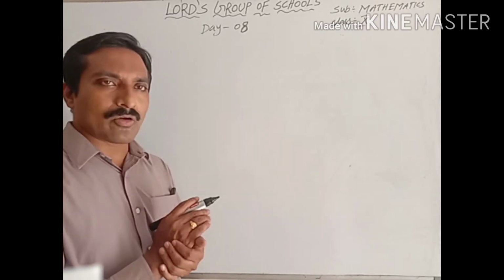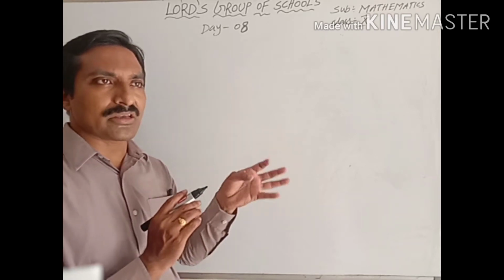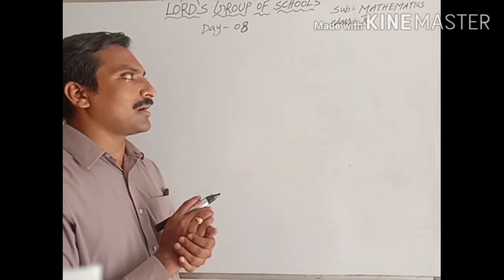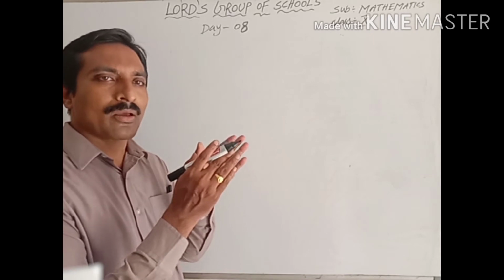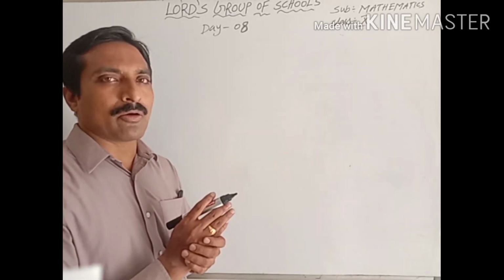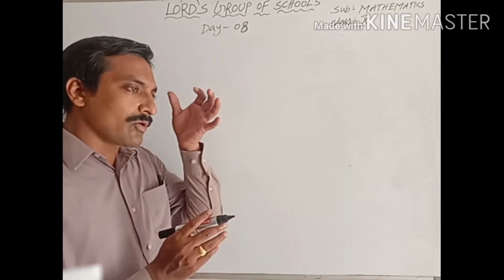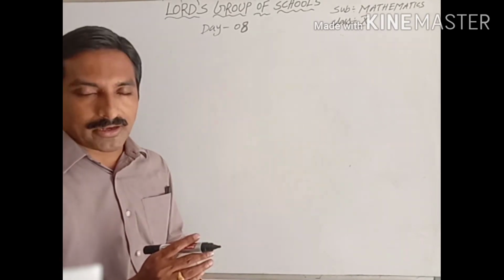If a1/a2 = b1/b2 = c1/c2, this type of lines are coincident or dependent lines, and they have many solutions. Next, how to find the unknown values.